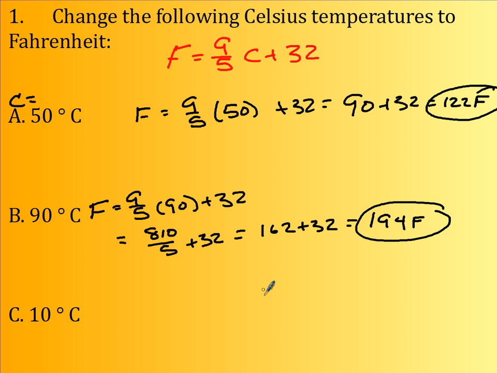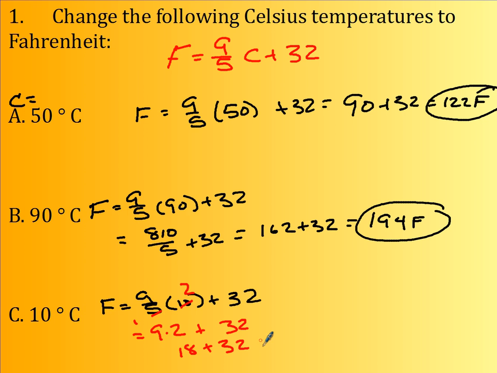Finally, let's do 10 Celsius. F is 9 divided by 5 times 10 plus 32. Now I'm going to do a couple of shortcuts. 5 divides into 10 twice. So this becomes 9 times 2 plus 32. 9 times 2 is 18, plus 32. So this is 50 Fahrenheit.